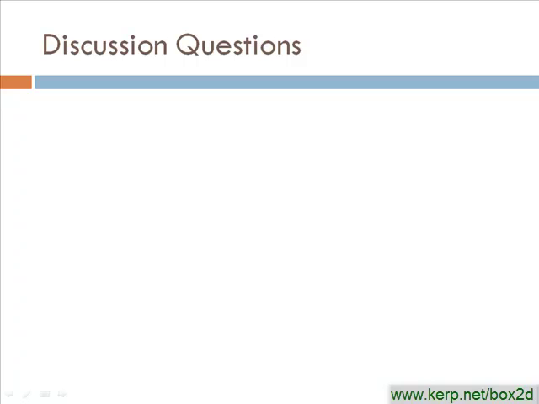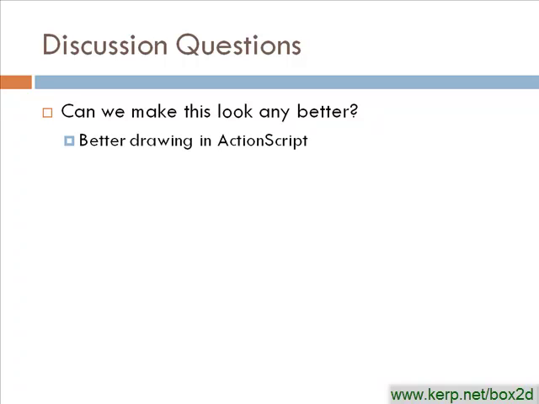So let's cover a few discussion questions that I thought of as I was creating this arbitrary static actor class. The first one being, can we make this look any better? I mean, these kind of cruddy little green polygons don't look a whole lot fancier than the debug draw stuff we had way back in the very first section. And that's because we're really just drawing these sprites with some very primitive drawing tools and fill tools and that kind of thing. So I guess one way we can make it look better is just to get a little fancier with our ActionScript.